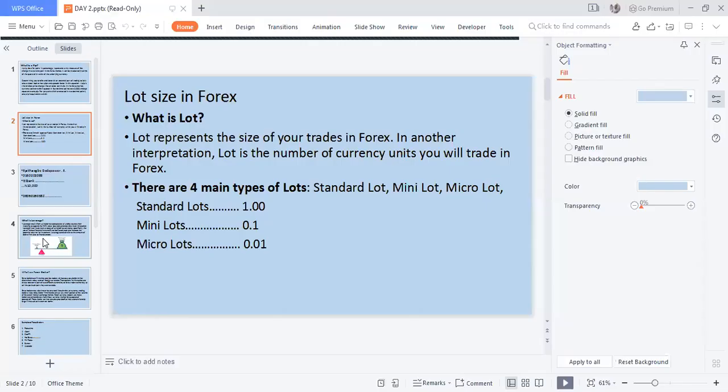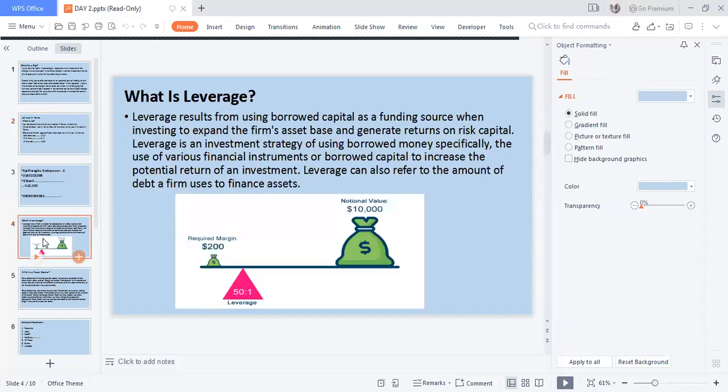The next one is leverage. Leverage results from using borrowed capital as a funding source when investing to expand the firm's asset base and generate returns on risk capital. Leverage is an investment strategy of using borrowed money specifically. The use of various financial instruments or borrowed capital to increase the potential returns. Okay, what am I saying? What I'm saying is English language.